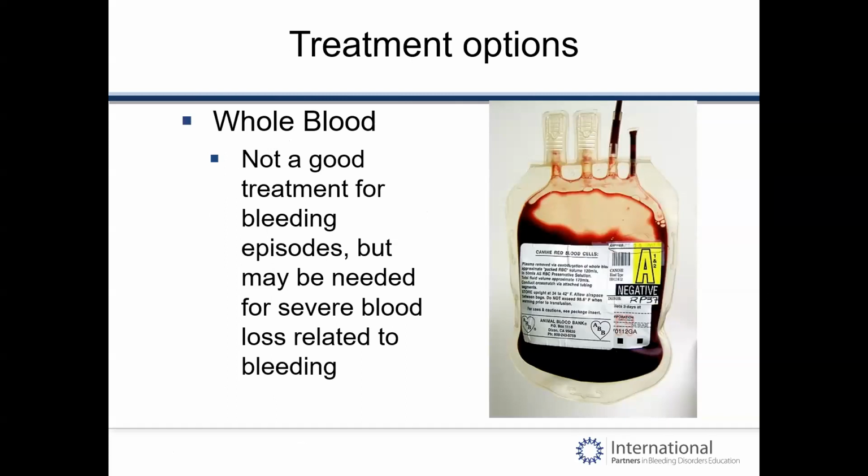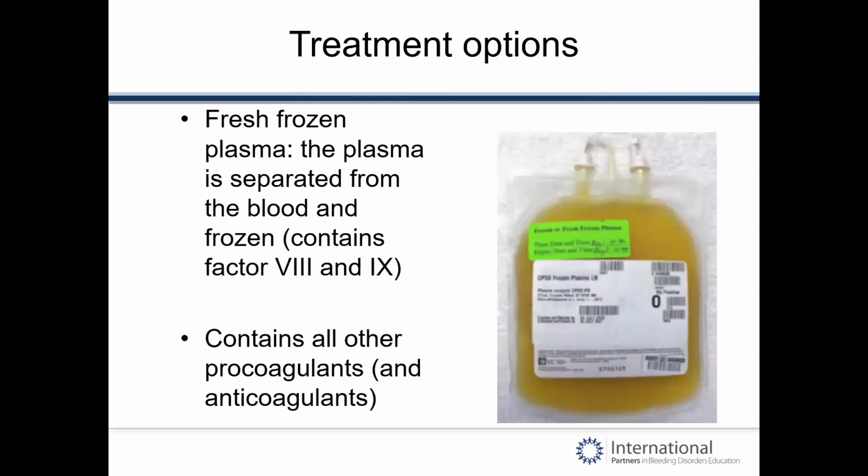So that's an example of treatment options, that is whole blood. Next slide, please. This is fresh frozen plasma separated from blood and frozen. This one contains both factor 8 and factor 9. So in the event that the patient is undiagnosed, always go for fresh frozen plasma.